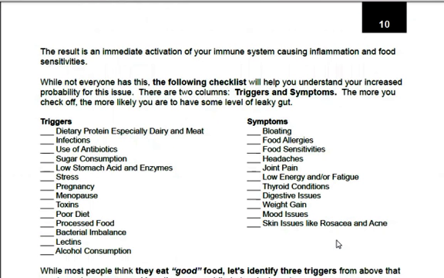Because what it does on page 10 is it gives them a list of triggers and symptoms that you could have them do on their own, or you could go through it with them and say, hey, do you have any of these symptoms? Do you have any bloating issues? Any food allergies? Any food sensitivities? Do you get headaches? Do you have joint pain? Do you have low energy or fatigue? Do you have a thyroid condition? Do you have digestive issues? Have you had issues with weight gain? Mood issues? Do you have skin issues?